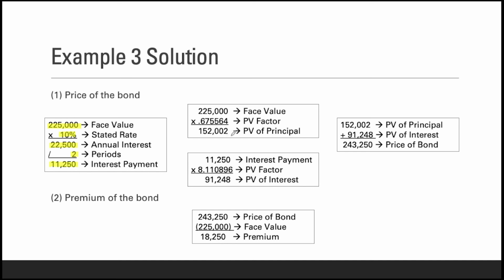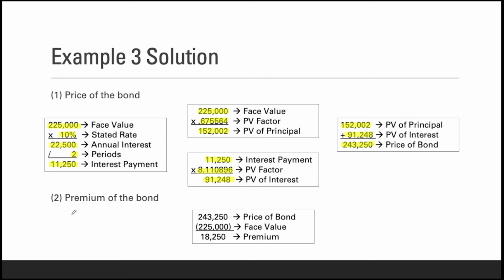So in order to calculate the bond price, again, jump into our solution here, we're just going to use that corresponding present value factor. So the face value of $225,000 multiplied by its corresponding present value factor, which was given on the previous slide, of 0.675564, to arrive at the present value of the principal of $152,002. Next, to find out the present value of the interest, just take our interest payment, which we already calculated at $11,250, multiplied by its corresponding present value factor, which again was on the previous slide that I highlighted, to come to our present value of interest at $91,248. And of course, to figure out the price of the bond, we're just going to add these two amounts together to determine the price of the bond to be $243,250.